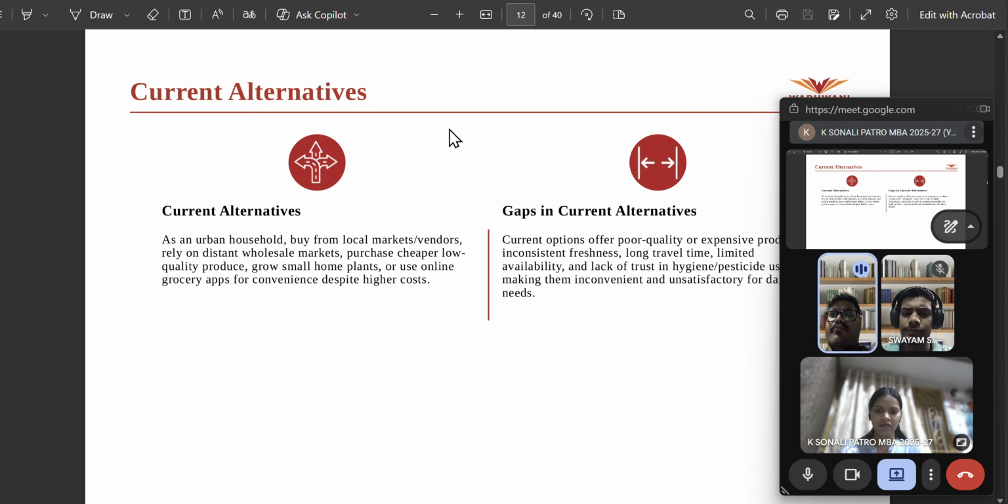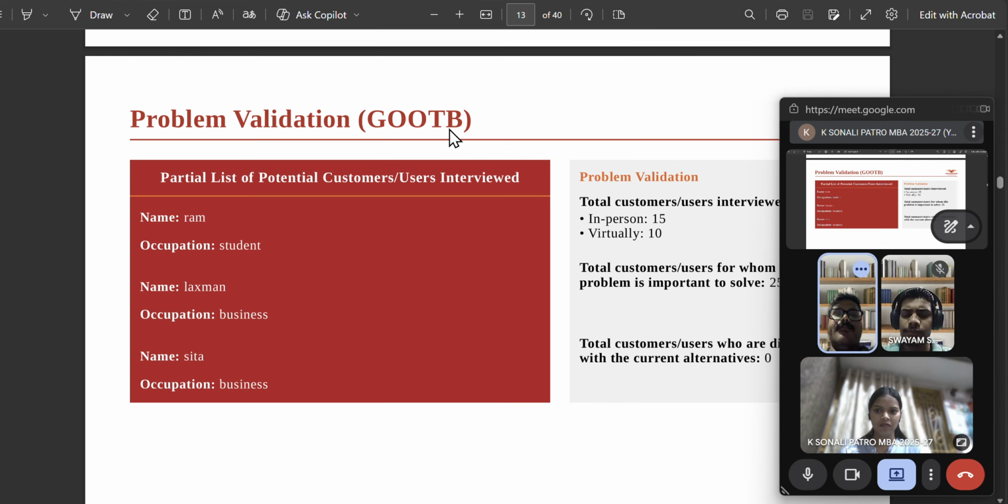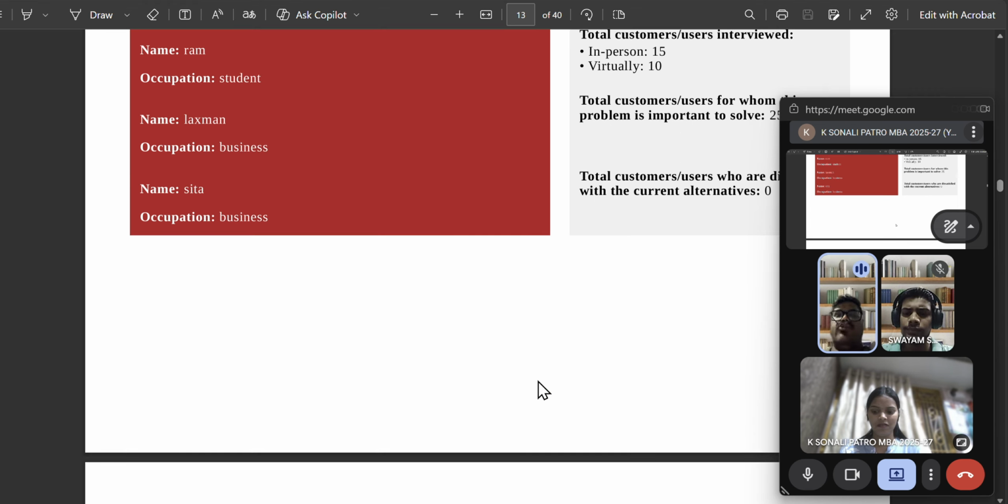So the next slide is the problem validation. We interviewed 25 people, and most agreed this is a serious problem. Many are unhappy with the current options. So now I would like to invite Sonali to explain our solution.